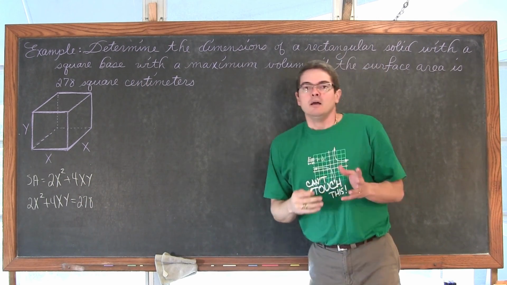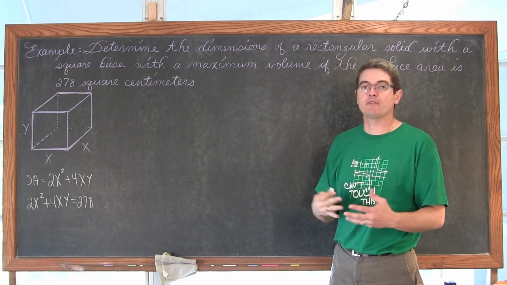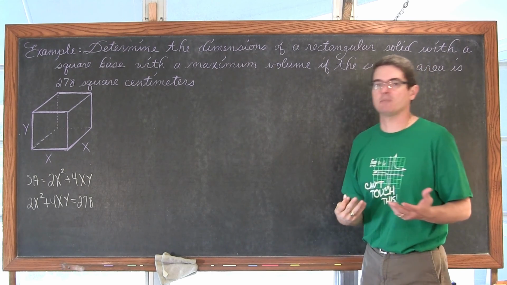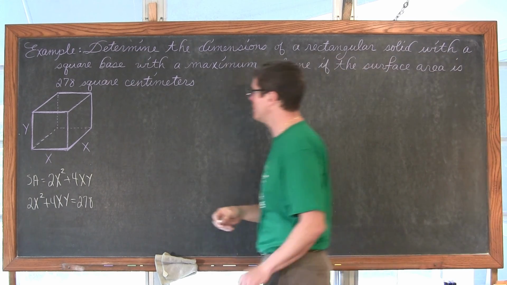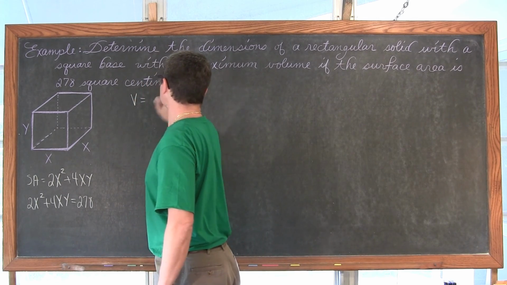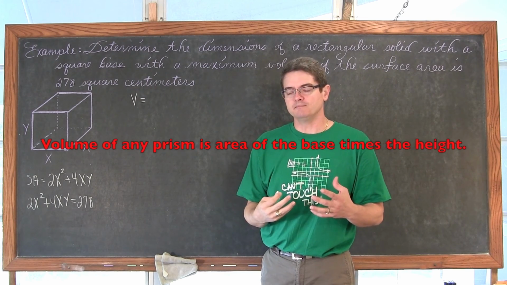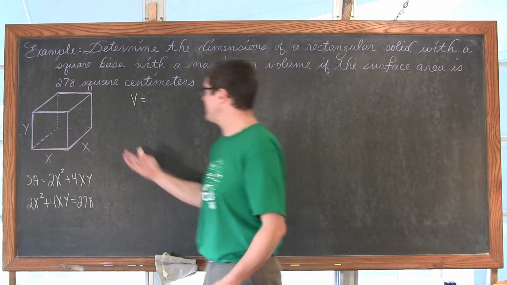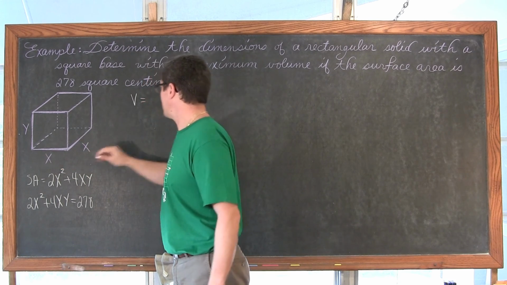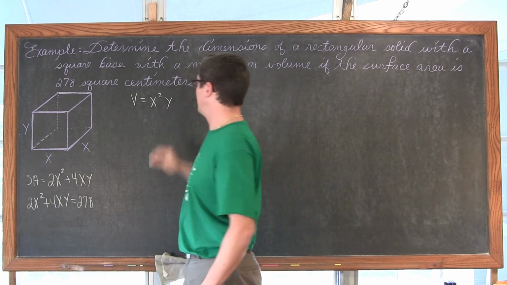Okay. Now, that's going to be our secondary equation because it's based off of a fixed value, and it's not what we're trying to maximize or minimize. Okay, we're trying to maximize volume. So the volume of a rectangular solid, much like a cylinder, is just the area of the base times the height. So the base is going to be x times x, which is x squared, times the height, which is y.